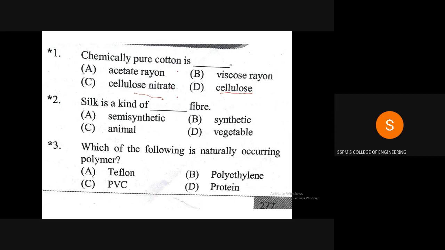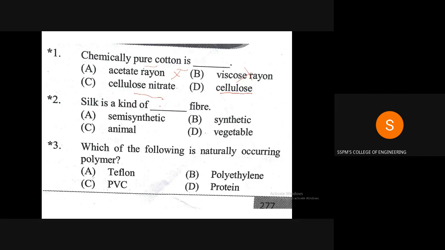Other options are chemical bases. So your confusion is between cellulose nitrate and cellulose. Our question is about pure cotton, so cellulose is the correct answer, because cellulose nitrate contains nitrate, hence it is not a chemically natural polymer. Chemically pure means it is a natural polymer, so the answer is cellulose.